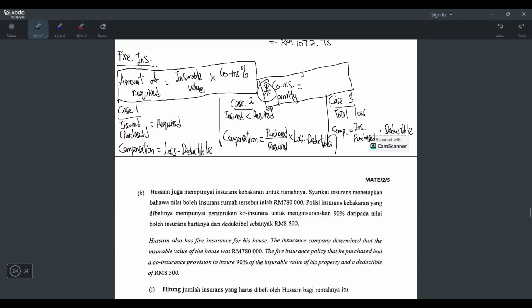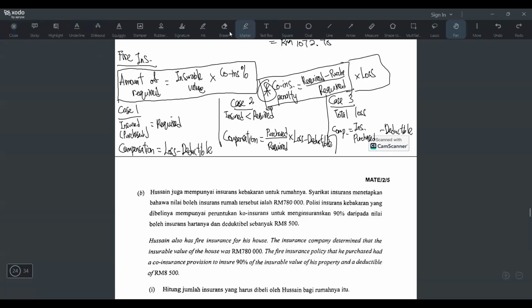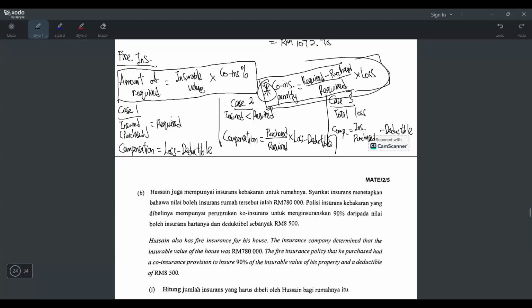The formula to calculate the penalty is very simple. You just take the other side of the fraction. Purchased over required times loss is the compensation, so for the penalty you take the required amount minus the purchased, to get the balance, the other side of the fraction. Then divide by the required and times the loss. So this is the formula for the co-insurance penalty. I hope you understand. Let me write it again nicely. This formula you also have to memorize, but they don't always ask it.